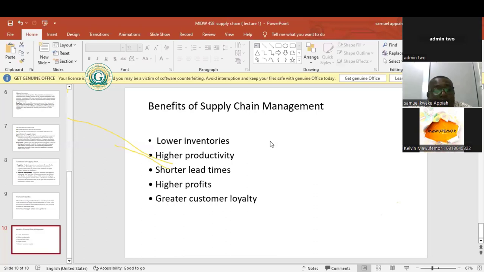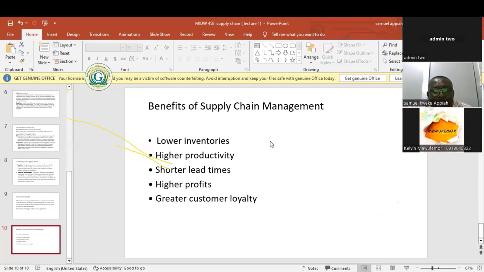Because in supply chain, we look at optimization. In economics, we call it equilibrium, okay? Those of you who have done economics before know that when you say equilibrium, it is where demand meets supply. The reason we talk about lower inventories is that inventory is a cost to an organization. And if you read, it tells you that inventory takes between 30 to 70% of an organization's capital.